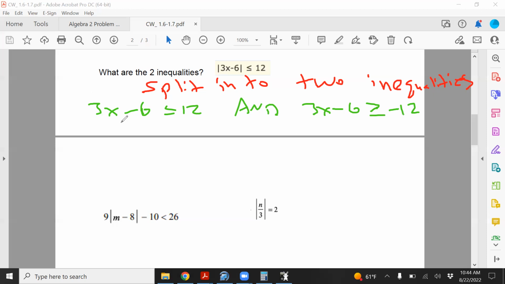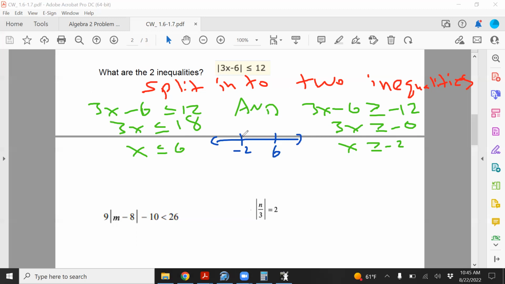So this one's pretty easy. That's just 3x. That's less than or equal to 18. x, of course, is less than or equal to 6. Or this one, which is the "and", 3x greater than or equal to negative 6, x greater than or equal to negative 2. So x is in between two numbers. It's in between negative 2 and 6, and include it. Include it as well. So that's how you solve them.